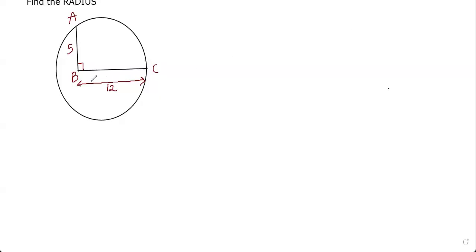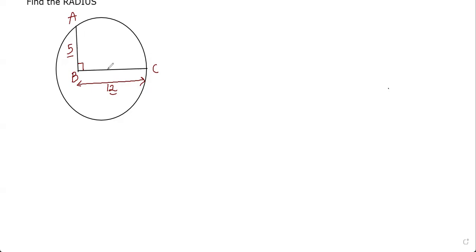All right, guys, this is another circle problem. In this circle problem, we wish to find the radius of the circle. However, we are given that the distance from point A to point B is 5 units, and the distance from point B to point C is 12 units, and we wish to find the radius of the circle.